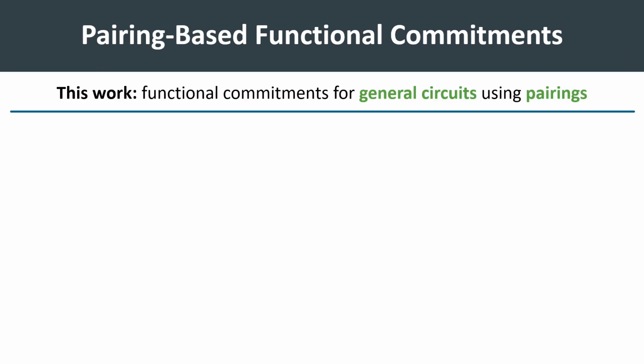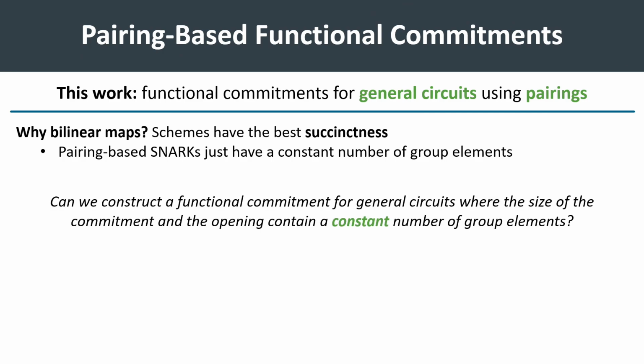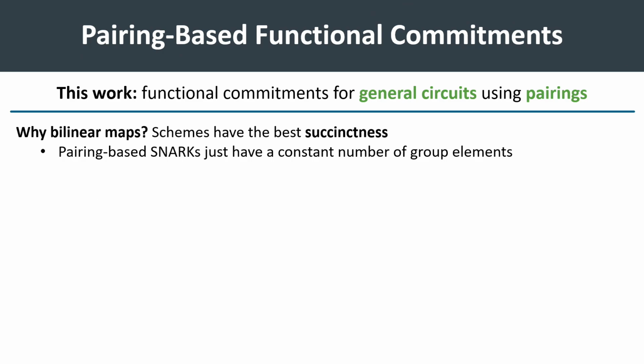In this work, I'm going to focus exclusively on functional commitments for general circuits using pairings or bilinear maps. And the reason that I'm going to focus exclusively on bilinear map constructions is that these are the constructions that give you the best succinctness. So if you think about the context of zero-knowledge SNARKs, here, pairing-based constructions remain the constructions with the best concrete levels of succinctness, where the proofs only consist of a constant number of group elements.